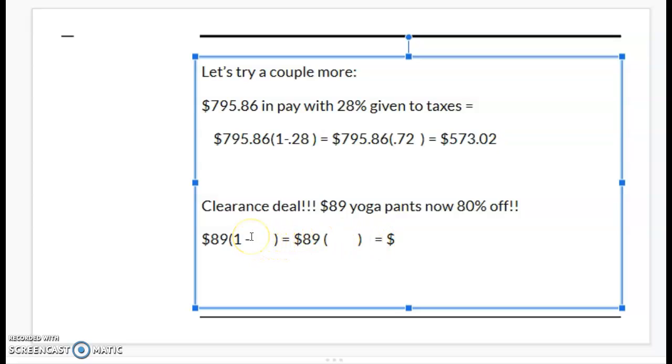If I want to figure out the $89 clearance deal on my yoga pants that are now 80% off, it's 1 minus 0.8, which is really 20% left of the price. So all I have to pay for my yoga pants is 20% of it. That sounds like a fabulous deal. I might have to buy some $89 yoga pants that are super clearance priced. And all I have to pay is $17.80. That sounds like a steal.